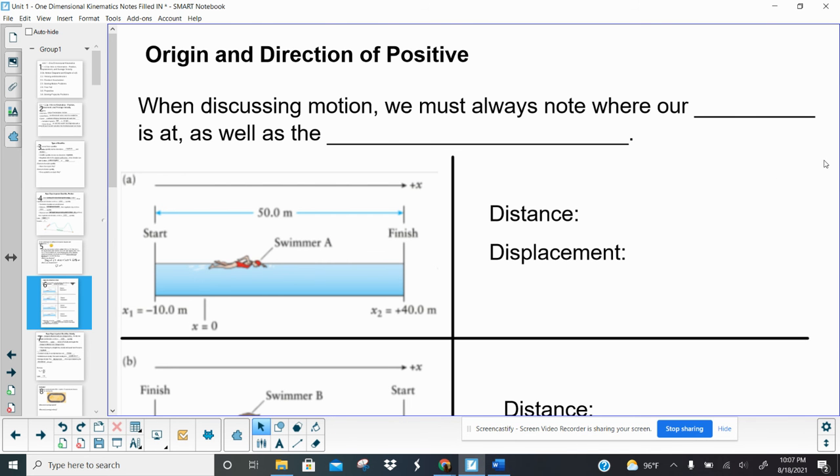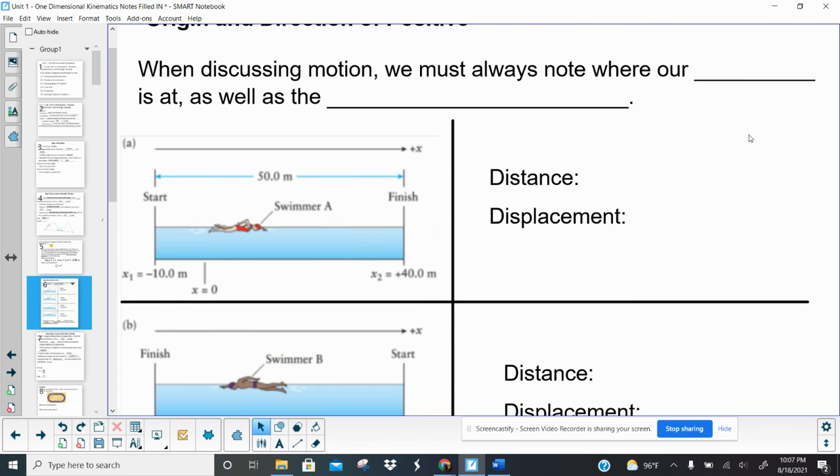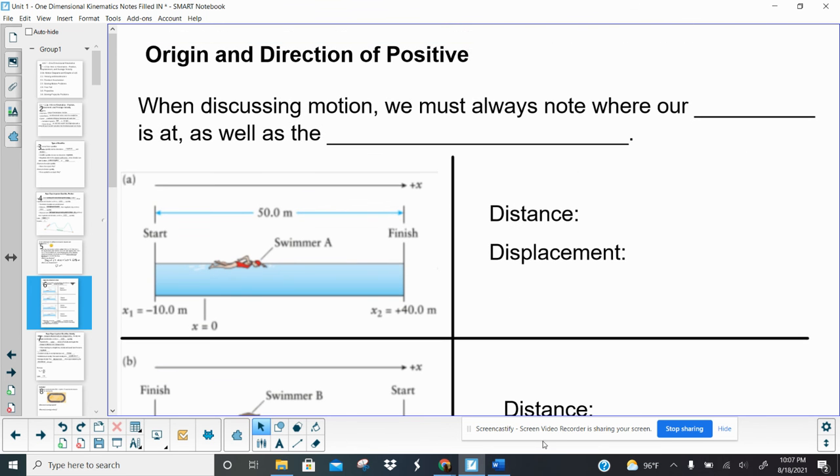What did I just do? Well, my camera went away, but I think it's still recording. Okay, I'm going to keep going. I'm not sure why my camera went away. Oh well, don't know what I did.